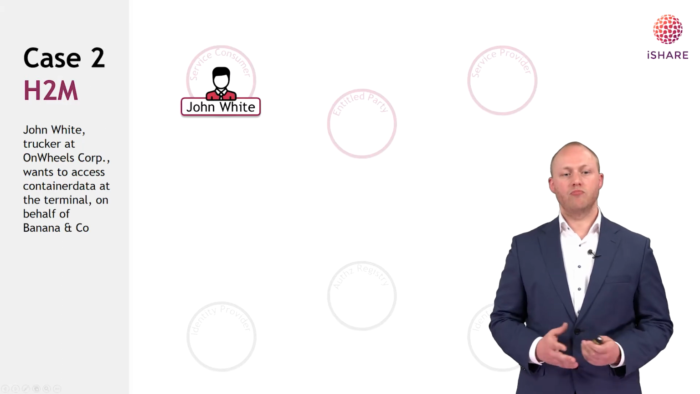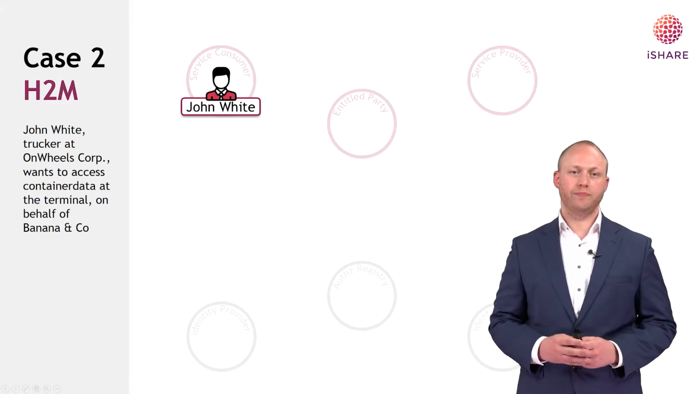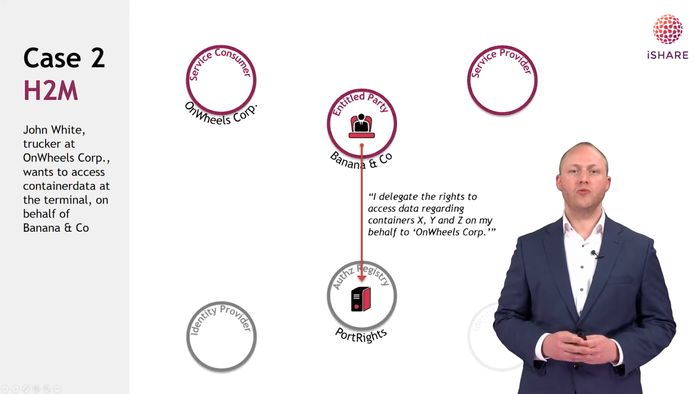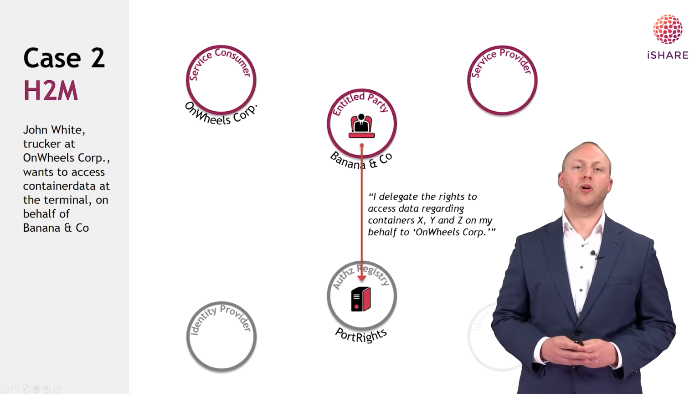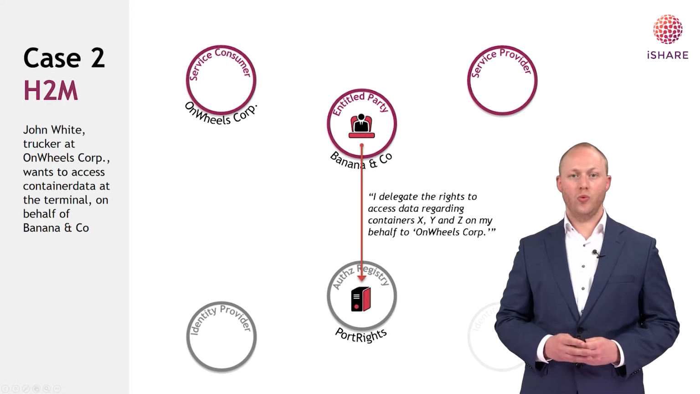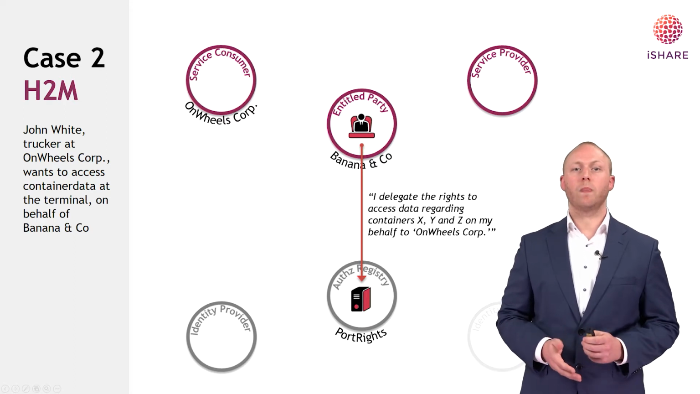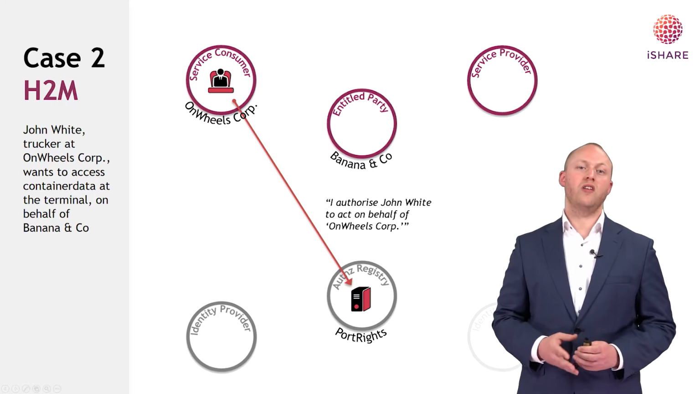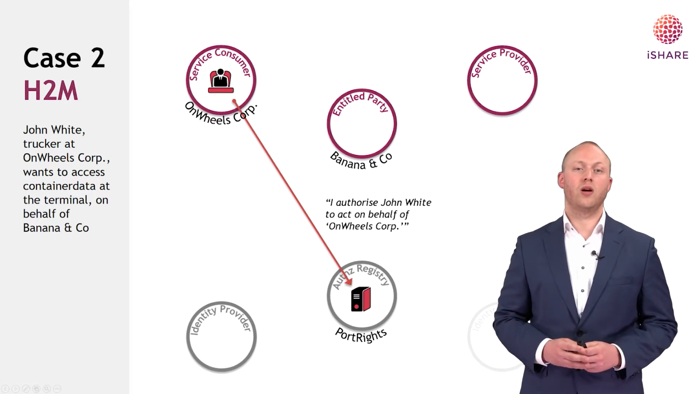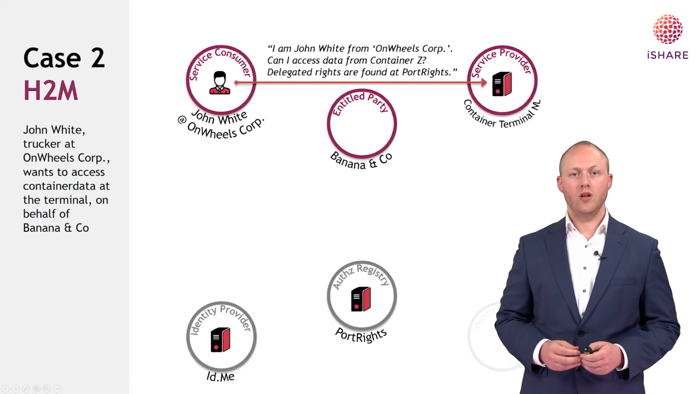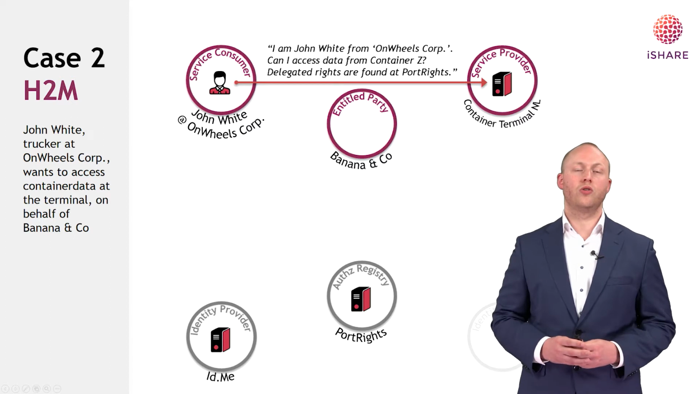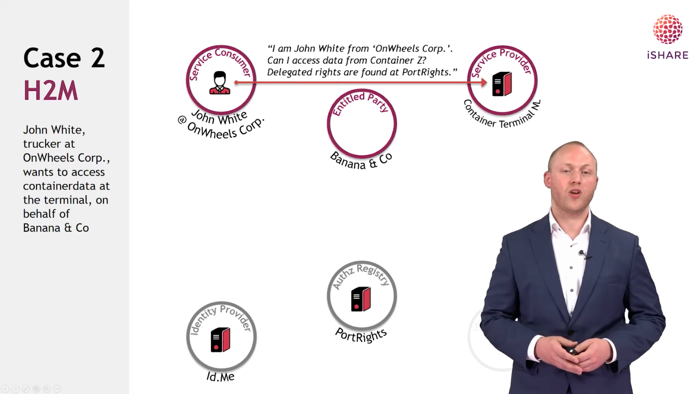Then the second step brings in John White, a physical person. So besides the first delegation information, where Banana & Co. as an entitled party authorizes On Wheels Corporation to access their data, On Wheels Corporation also needs to register that John White is indeed authorized to act on their behalf. So we have John White, who asks questions to the container terminal, for example, through a web interface, that he wants to access data of a certain container.